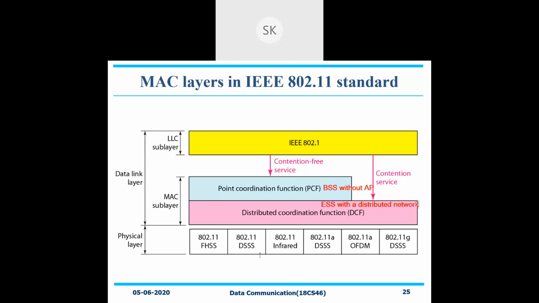Or 802.11 with respect to your DSSS. You have seen this particular thing also, right? Based on your digital signals, with respect to the timing diagram, we have seen it. Based on that, it will be working. So spread spectrum. The next one is 802.11 infrared.